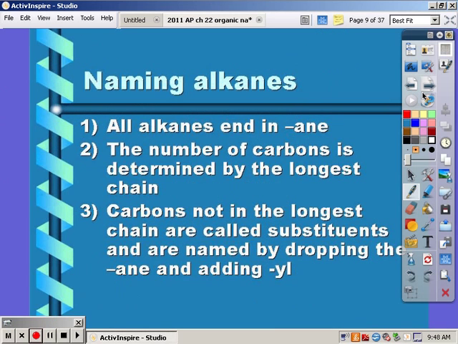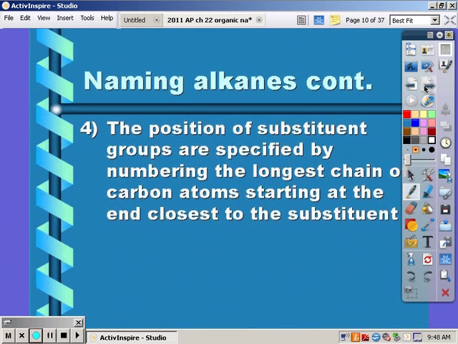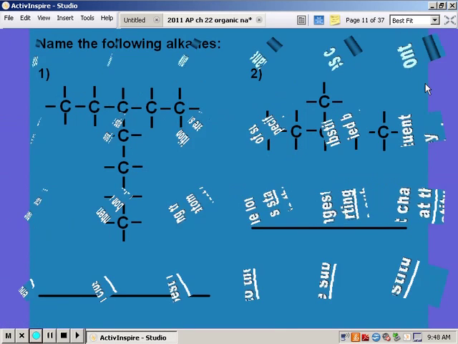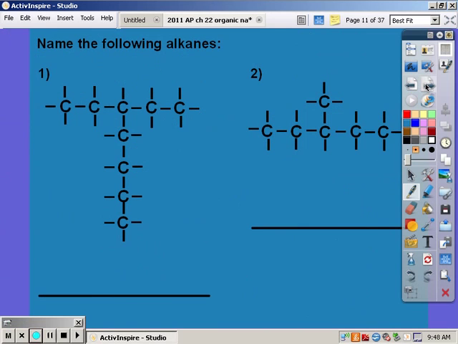To name an alkane, they always end in ane. The number of carbons is determined by the longest chain. Carbons not in the longest chain are called substituents and are named by dropping the ane and adding yl. The position of the substituent groups are always specified by numbering the longest chain of carbon atoms starting at the end closest to the substituent. You want the substituent to have the lowest number possible.